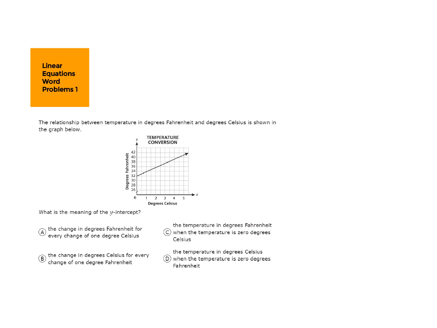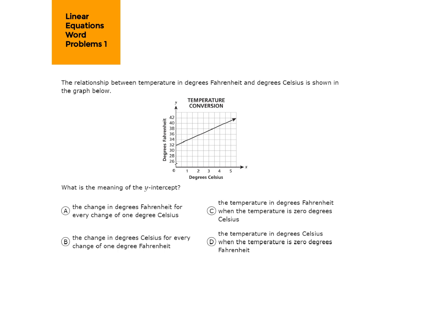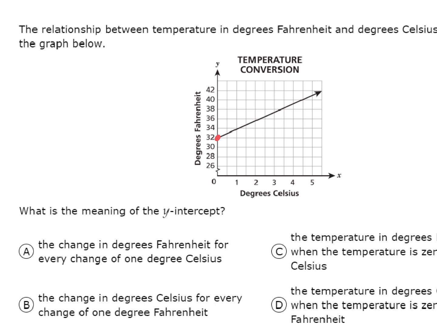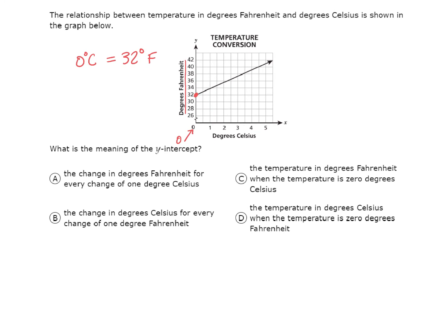Let's look at the next one. The temperature in degrees Fahrenheit and temperature in degrees Celsius. What is the meaning of the y-intercept? So I want to locate the y-intercept first. So here it is, and it says degrees Fahrenheit. That's my y-intercept. Keep in mind, at the y-intercept, your x value is 0. So we're saying that for 0 degrees Celsius, you have 32 degrees Fahrenheit. So I'm just going to note that 0 degrees Celsius is equal to 32 degrees Fahrenheit based on that picture. So what is the y-intercept? Now I can look at my choices.